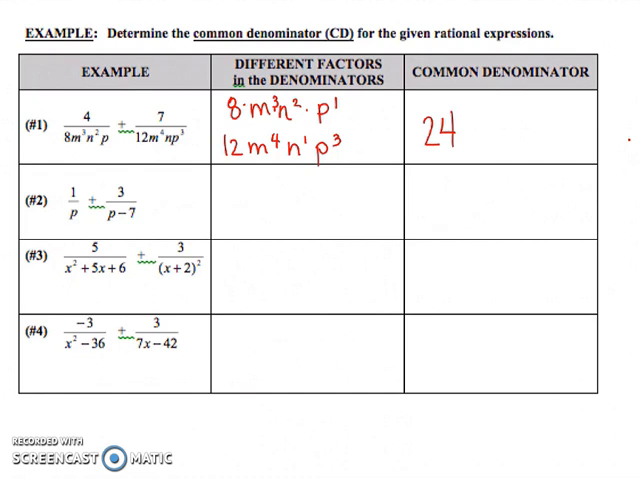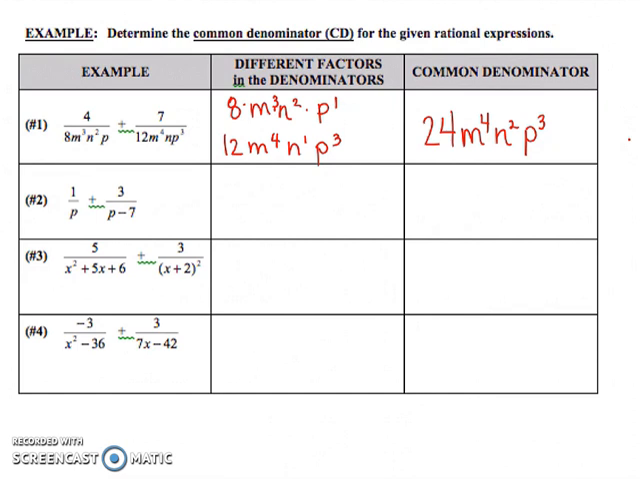Next, I'm going to look at my m's. My first denominator had m cubed, my second had m to the fourth, which means my common denominator has to have m to the fourth, right? The bigger one always determines what has to be in the common denominator. Same with the n's. I've got n squared and n to the first, so my common denominator has to contain an n squared, and I've got p to the first and p cubed, so my common denominator has to be p cubed.